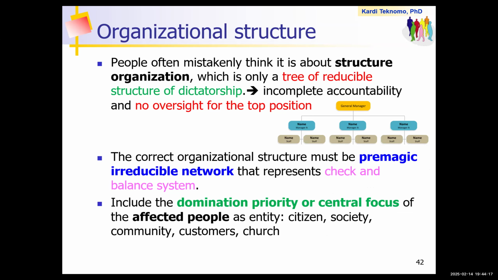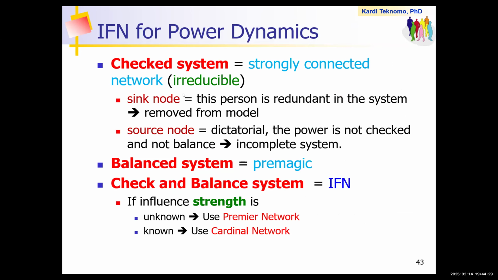So you need to include this in order to make an irreducible structure. Okay, so if you want to create a check system, you need to have a strongly connected network. Remember, a sink node represents something redundant. A source node represents a dictator. You don't want that. And then you need to have a balance system, which is pragmatic. So when we say check and balance system, it's basically IFN anyway.